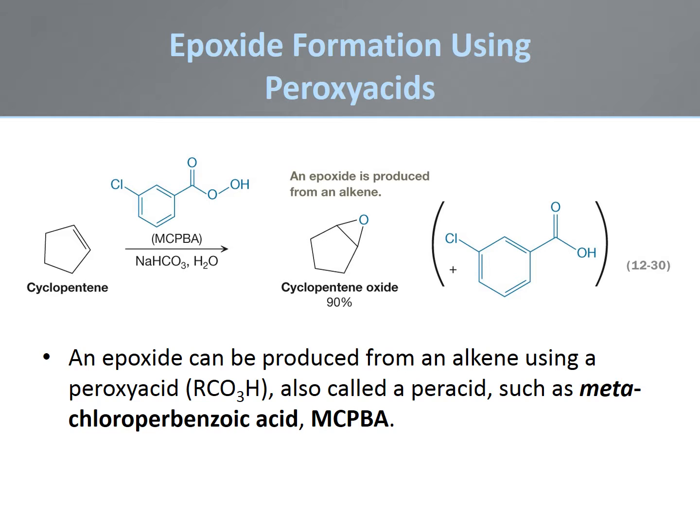Epoxides can also be prepared in a single step from alkenes in high yield by using a peracid such as metachlorobenzoic acid, often abbreviated as MCPBA. Peracids have a peroxy group attached to the C=O carbon. The byproduct of the reaction to form the epoxide is a carboxylic acid.